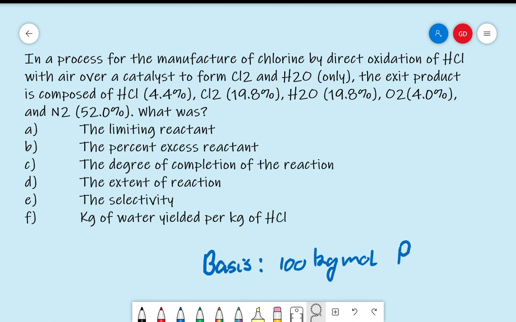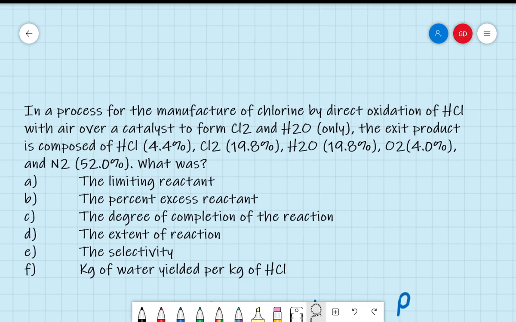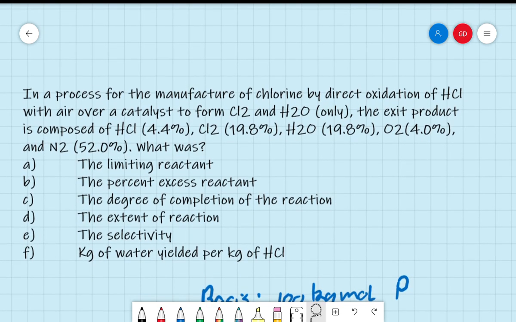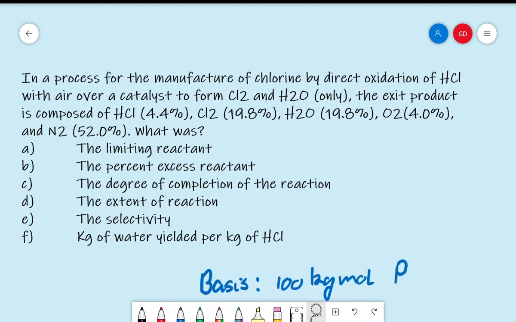So in a process for the manufacture of chlorine by direct oxidation of HCl with air over a catalyst to form chlorine and H2O only, the exit product is composed of HCl, and you're given the percentages of chlorine, water, oxygen, and nitrogen. What is of utmost importance to note is that these are mole percentages, or you can say mole fractions, because this is a gaseous product.